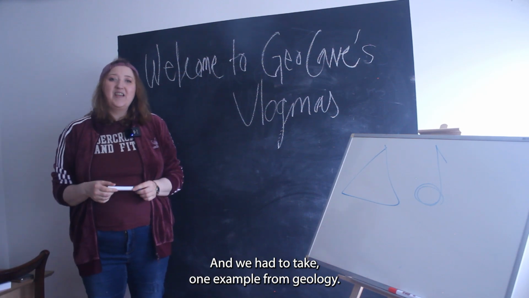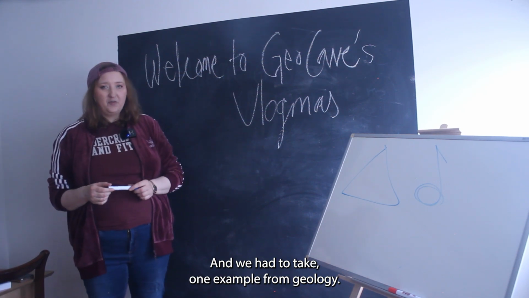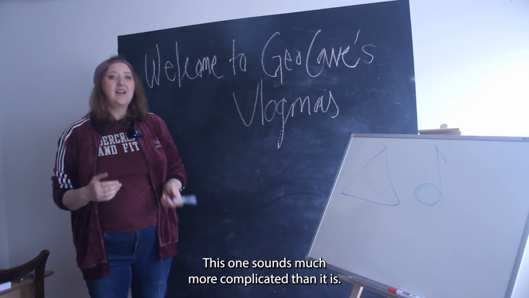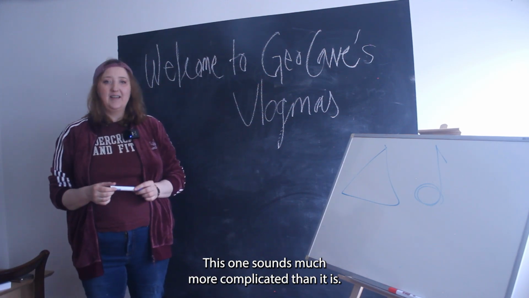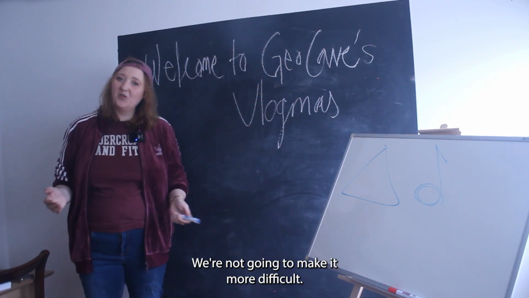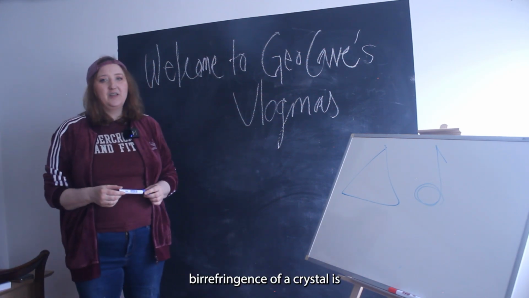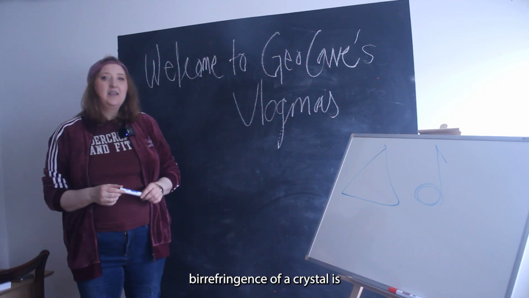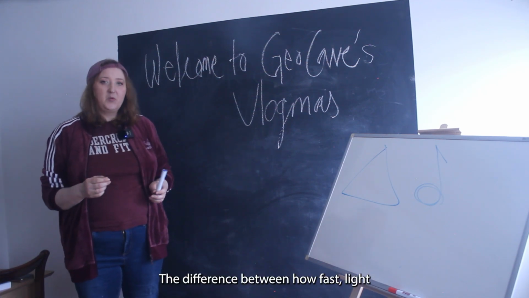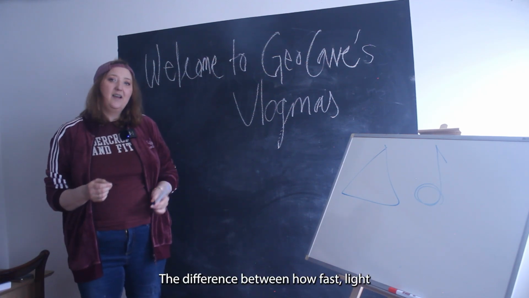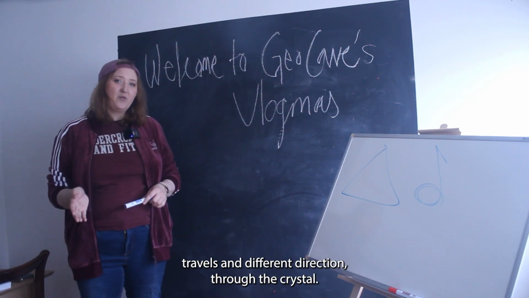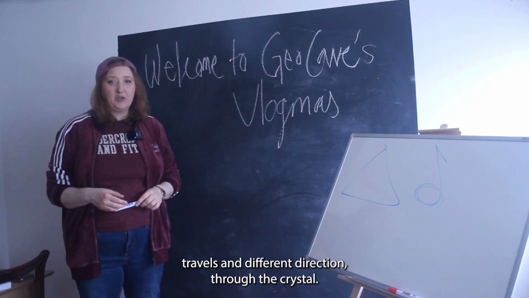And we had to take one example from geology. This one sounds much more complicated than it is, and we're not going to make it more difficult. The maximum birefringence of a crystal is like the difference between how fast light travels in different directions through the crystal.